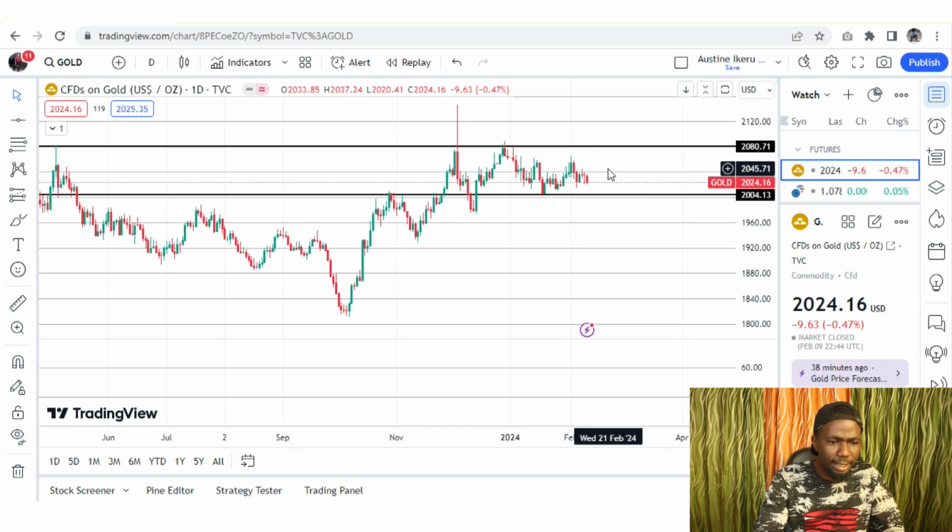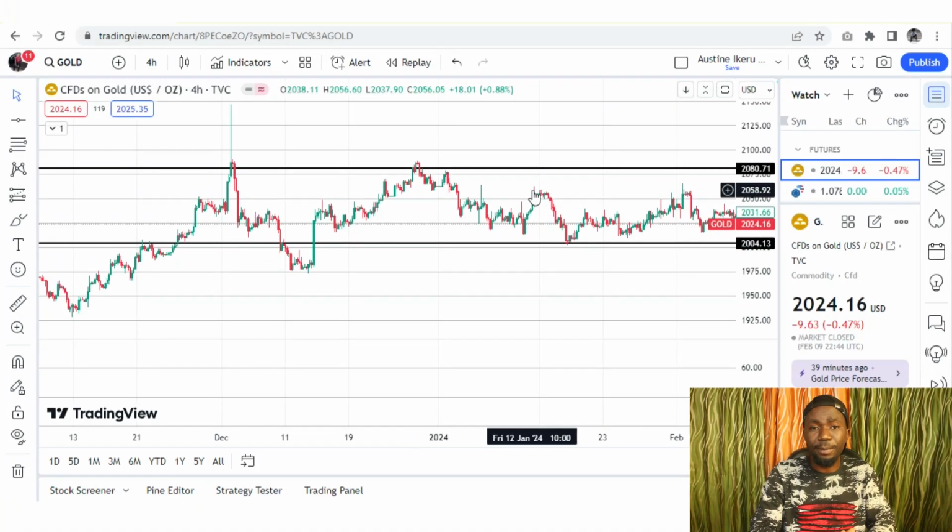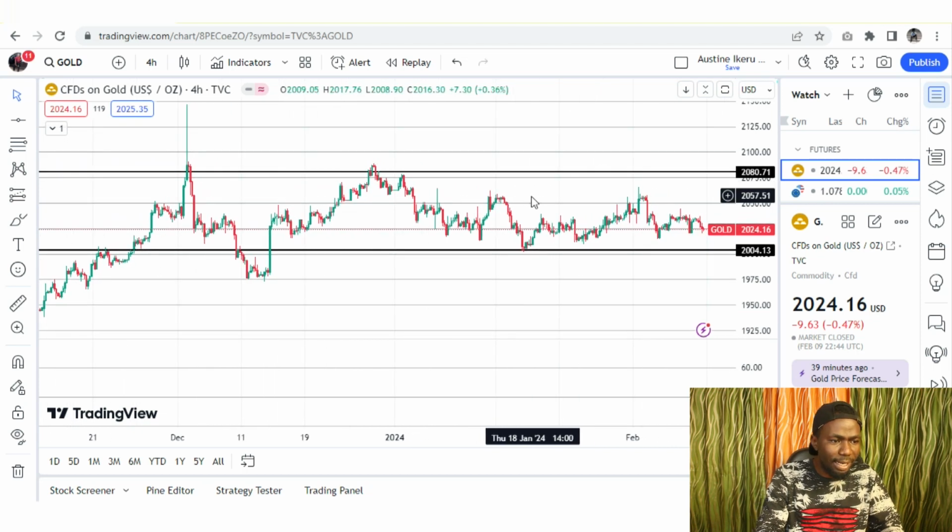So what you do is this: you will now scale down to the 4-hour time frame. What I'm doing right now is what I call the top down analysis. That is what I'm doing right now as a day trader. This top down analysis is for day traders, not for position traders. So you have done your top down analysis starting from the daily time frame, right?